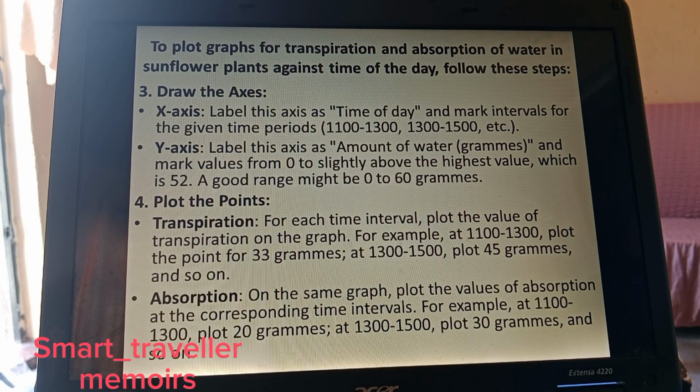4. Plot the points. Transpiration: for each time interval, plot the value of transpiration on the graph. For example, for 11 to 13 hours, you plot the point for 33 grams. 13 to 15, plot 45 grams, and so on. Absorption: on the same graph, plot the values of absorption at the corresponding time intervals. For example, 11 to 13, you plot 20 grams. 13 to 15, plot 30 grams, and so on.